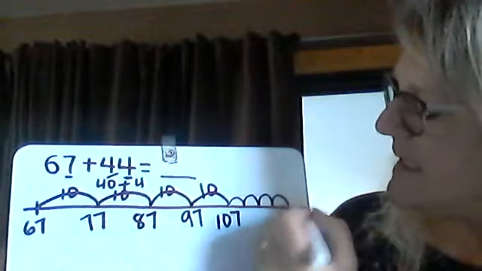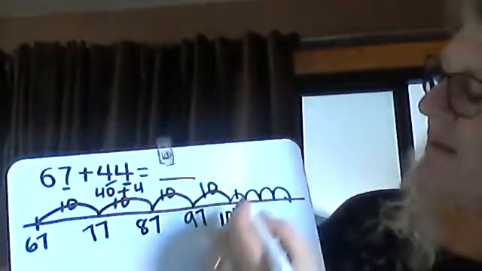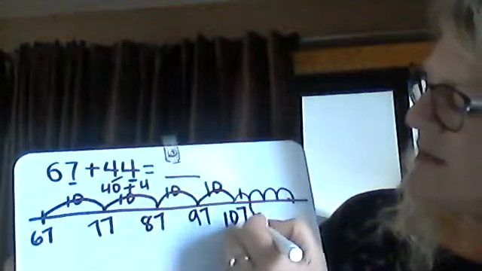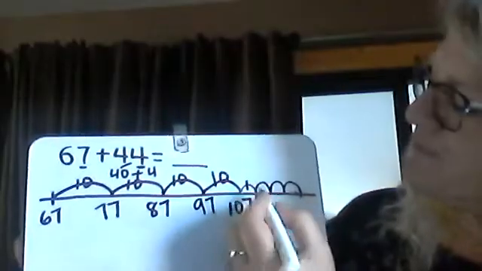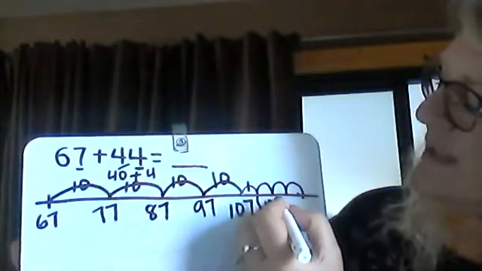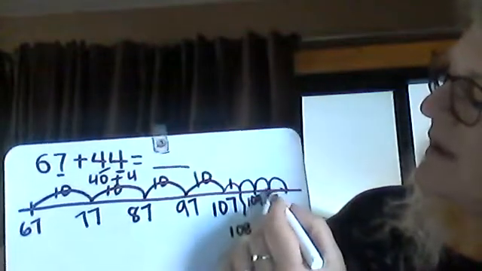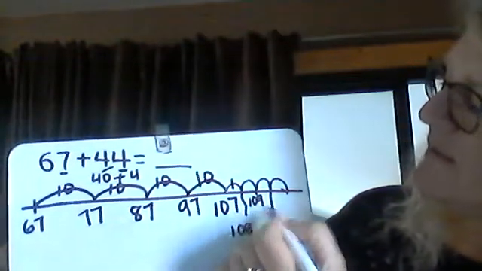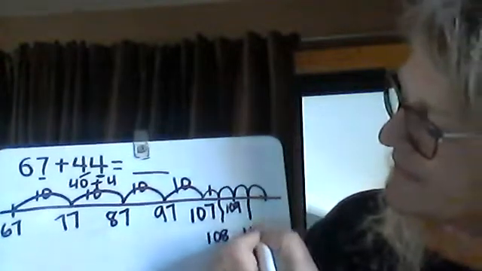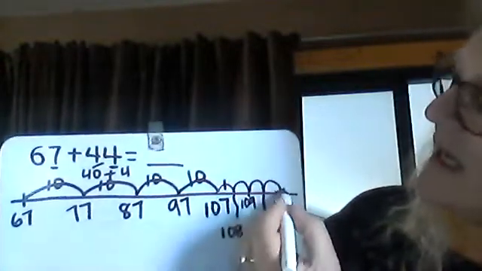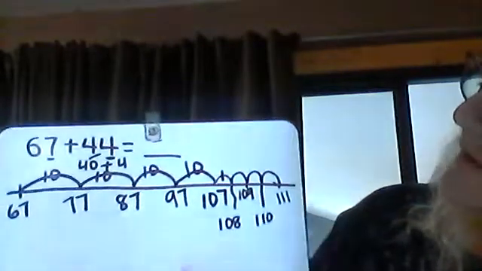Ooh, I'm going to go right to the end, aren't I? 107 plus 1. Is that going to fit right there? I'm going to put it right here. 108 plus 1. That's this one. And then here's this one. 109 plus 1. 110. And 110 plus 1. 111.